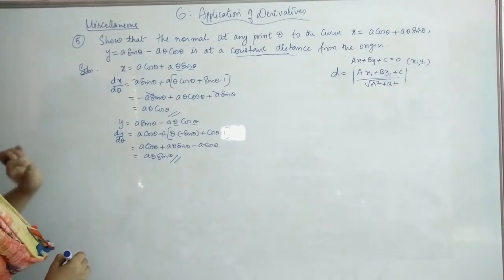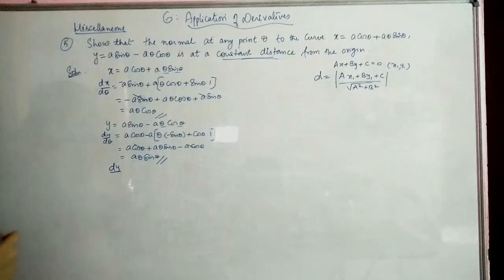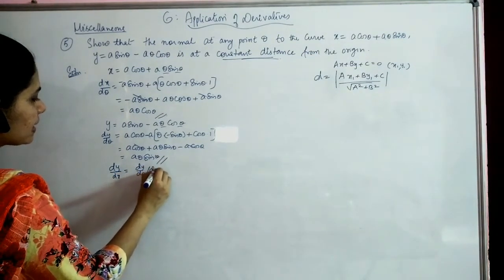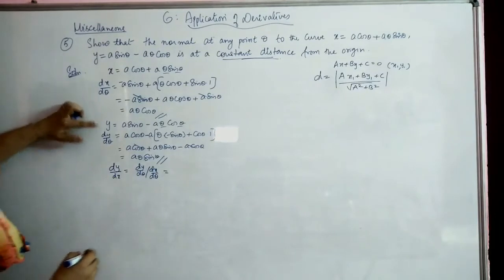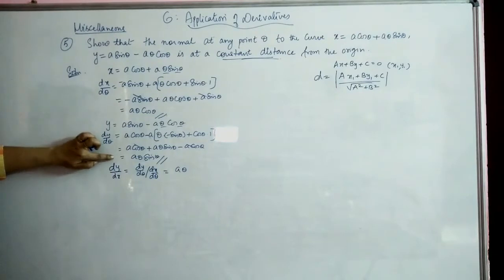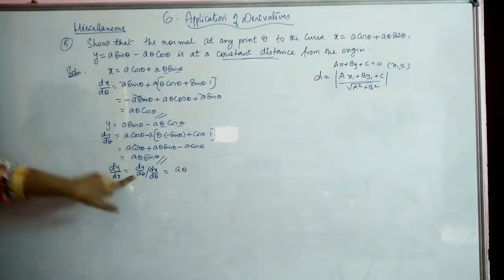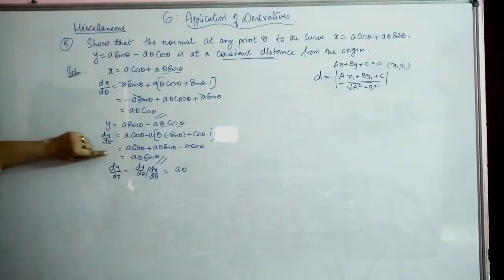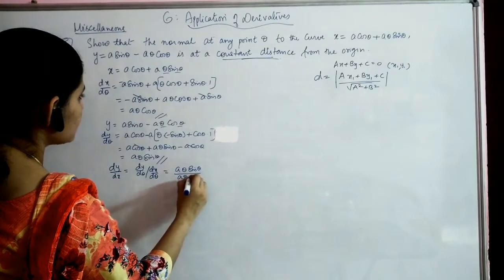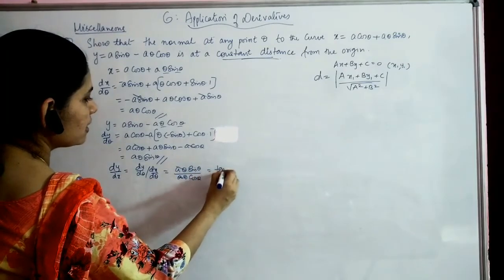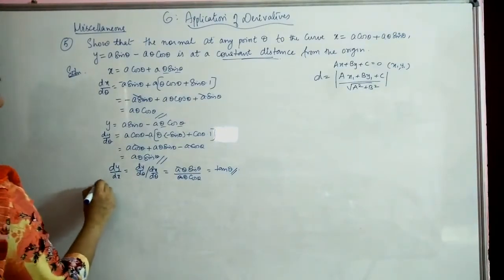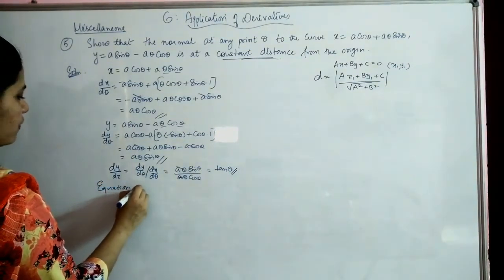Now you need to find dy by dx. It is dy by d theta divided by dx by d theta, which is equal to a theta sin theta divided by a theta cos theta. Every time you write this formula, it will be clear that you have to write this first and then this, because sometimes you can make a mistake by writing it the other way around. So you get tan theta. So dy by dx is tan theta. Now what you need is the equation of normal.